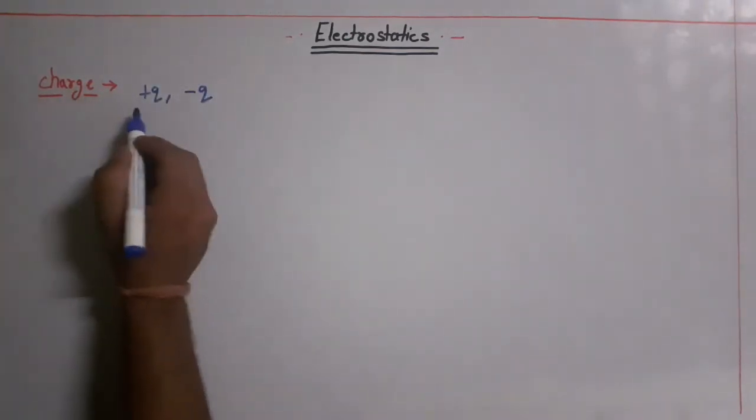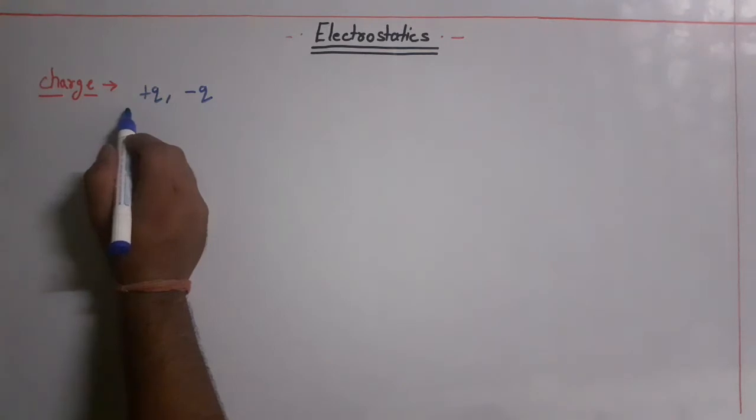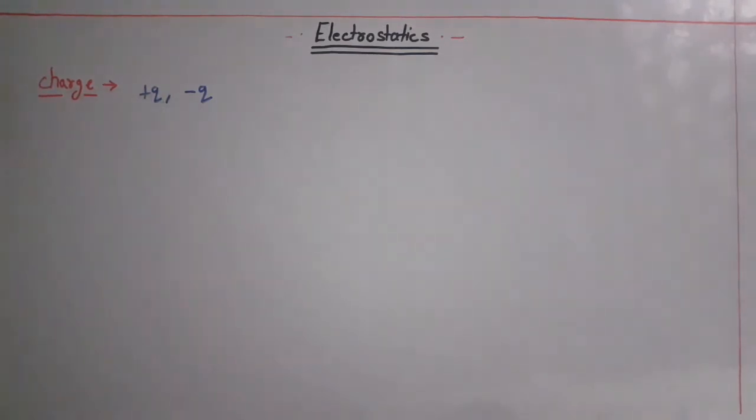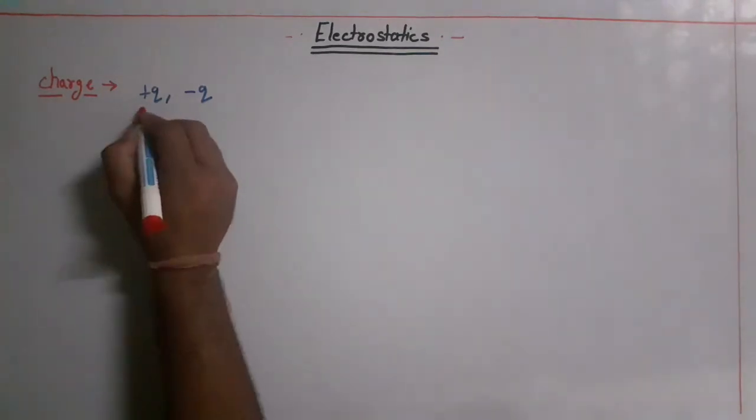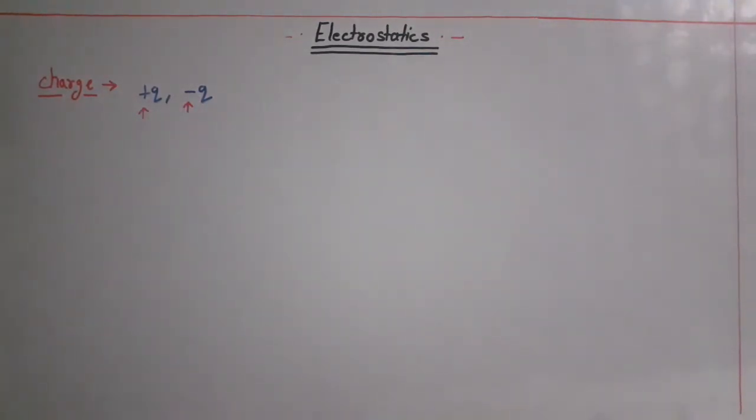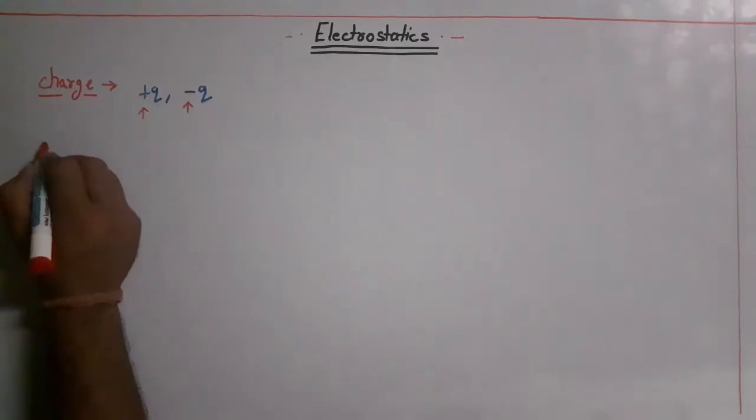So what is charge? Charge is the property of a matter due to which it can affect or produce electric effect. And here this plus and minus sign shows the polarity of charges. Next, like charges repel each other and unlike charges attract each other.